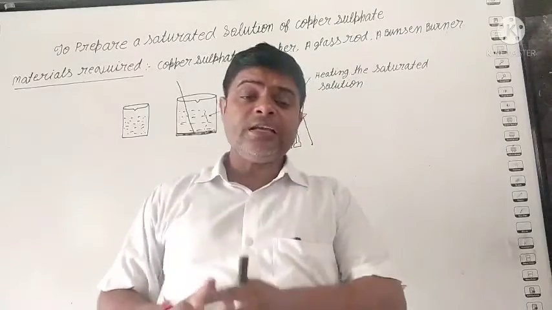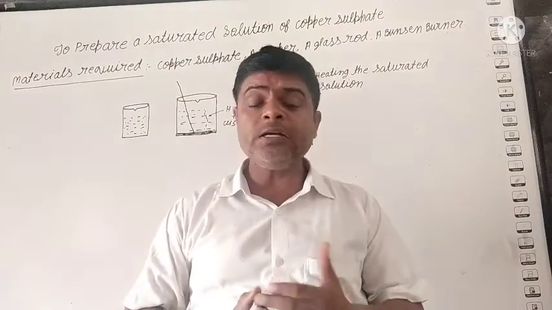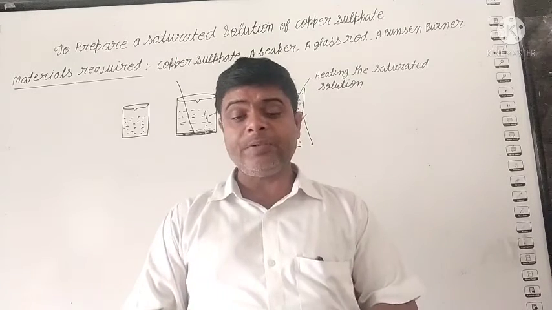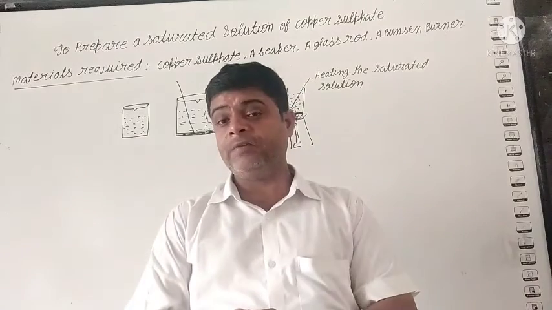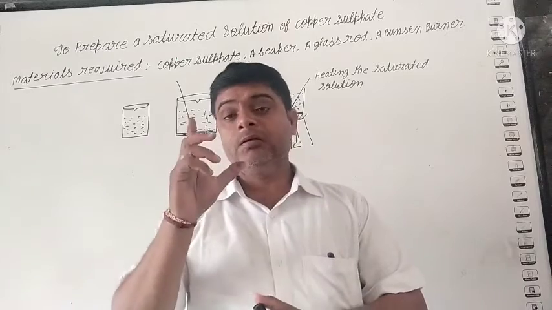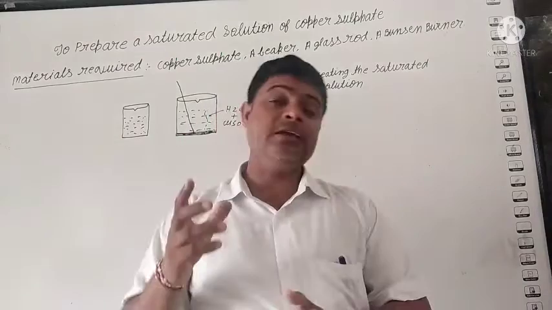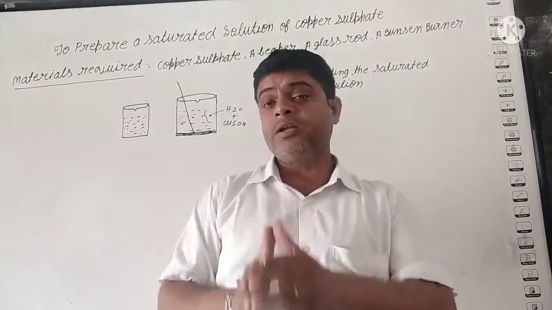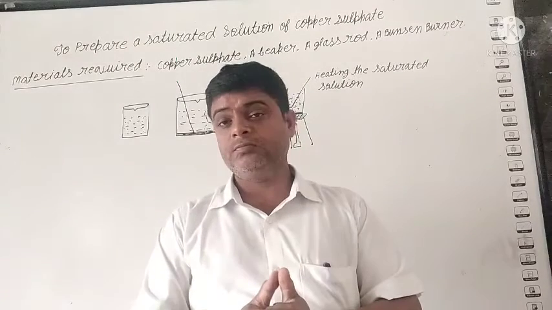Next is solubility. What is solubility? The quantity of a solute that dissolves at a given temperature in a fixed quantity of solvent is known as the solubility of the solute. Remember, the amount of solvent is fixed and the temperature is also fixed. Take 100 gram water at a temperature of 20 degrees Celsius. At 20 degrees Celsius, about 36 gram of salt dissolves.